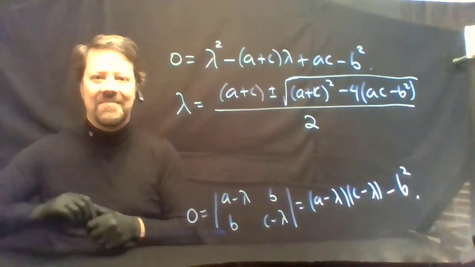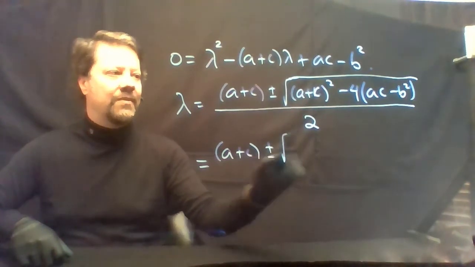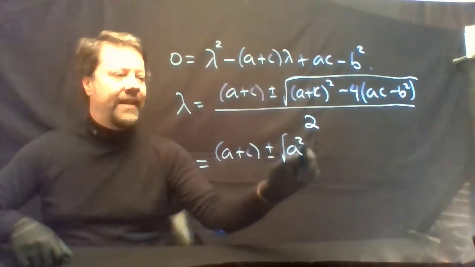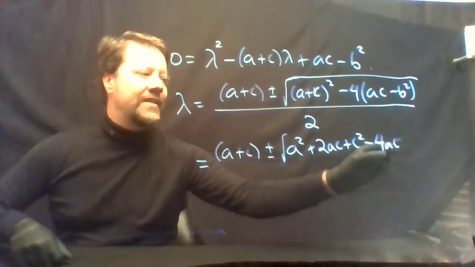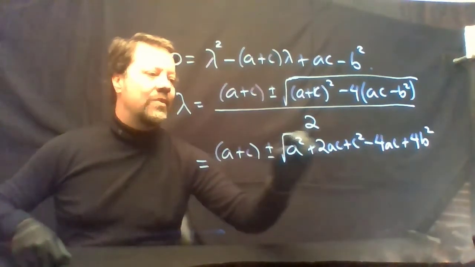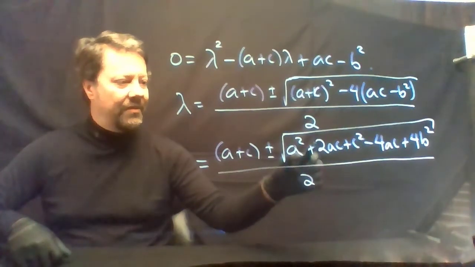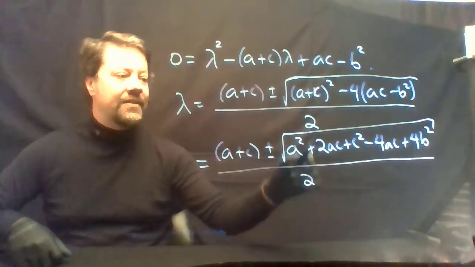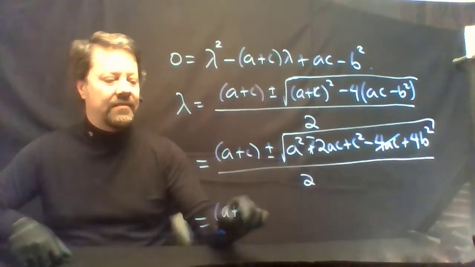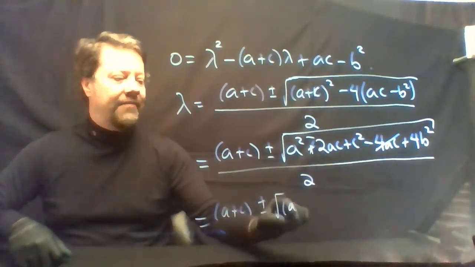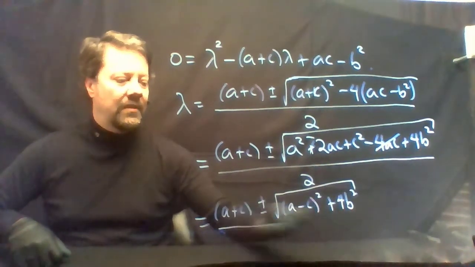We need to simplify this. We'll have a plus c plus or minus square root. If we FOIL this out, we'll have a squared plus 2ac plus c squared, but we'll have minus 4ac plus 4b squared, all over 2. Now, 2ac minus 4ac gives us rather a minus 2ac, and we can factor this again. We'll have a minus c quantity squared plus 4b squared, all over 2.